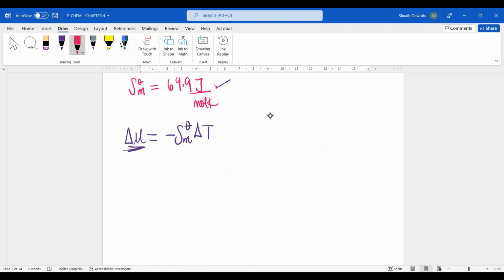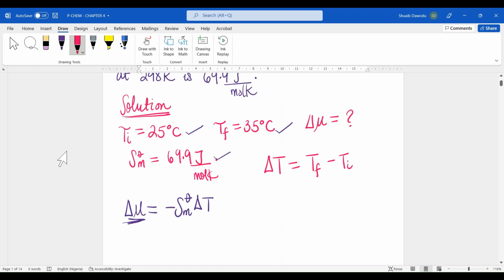Next, we're going to determine the change in temperature. We have to remember that change in temperature is just T final minus T initial. But we have our work in degrees Celsius, so we can do this in two ways. We can decide to do 35 degrees Celsius minus 25 degrees Celsius. That will give us 10 degrees Celsius.